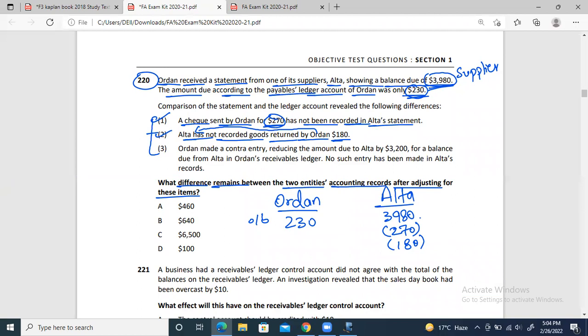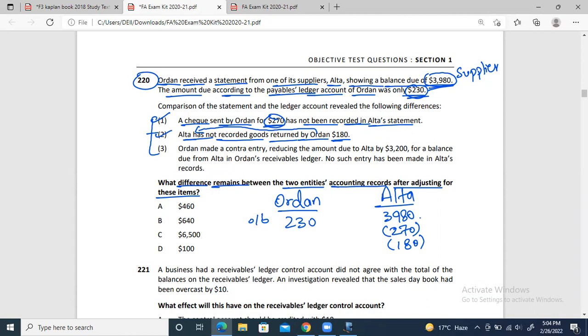So what happens is that return also reduces the balance, either it's receivable or payable. Returns reduce the balance because Alta will not receive money for these goods, right? So she reduces it because she has received back the goods. The customer is unhappy.